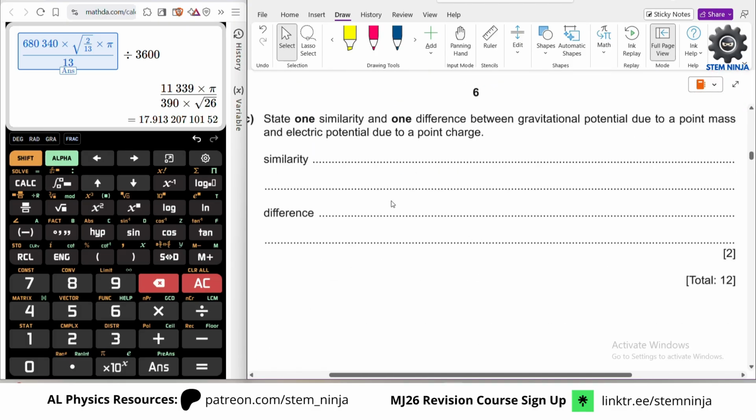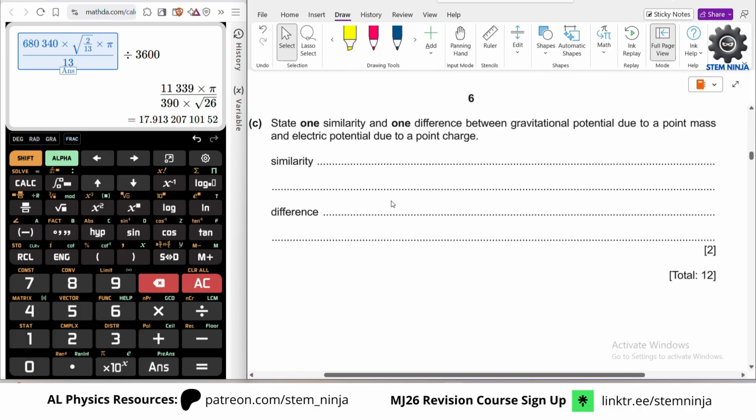Alright, let's carry on. State one similarity and one difference between gravitational potential due to a point mass and electric potential due to a point charge. Now there are several similarities.